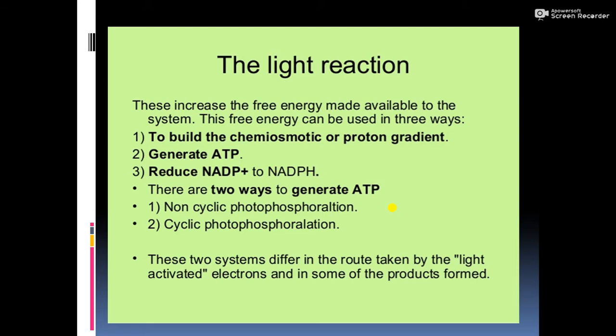This increased free energy made available to the system can be used in three ways. One, to build the chemiosmotic or proton gradient. Number two, generate ATP. Number three, reduce NADP to NADPH. There are two ways to generate ATP: one is non-cyclic photophosphorylation and another is cyclic photophosphorylation. These two systems differ in the route taken by the light-activated electrons and in some of the products formed.